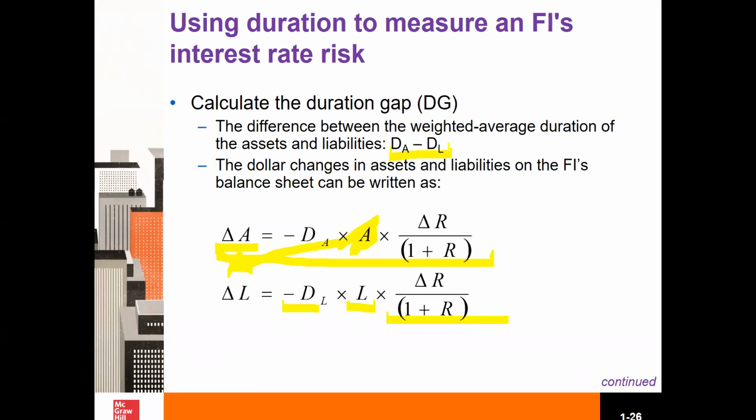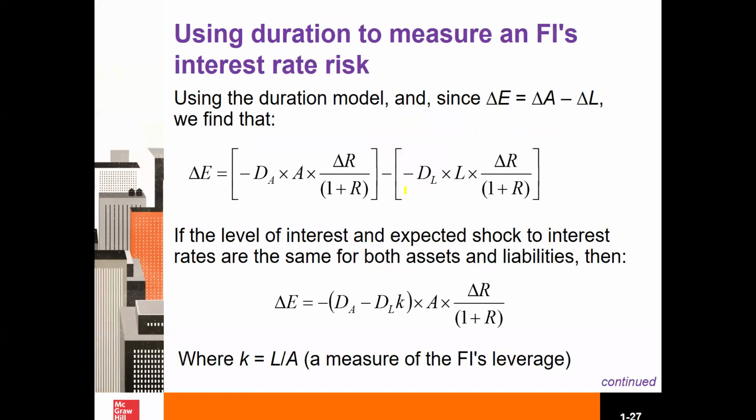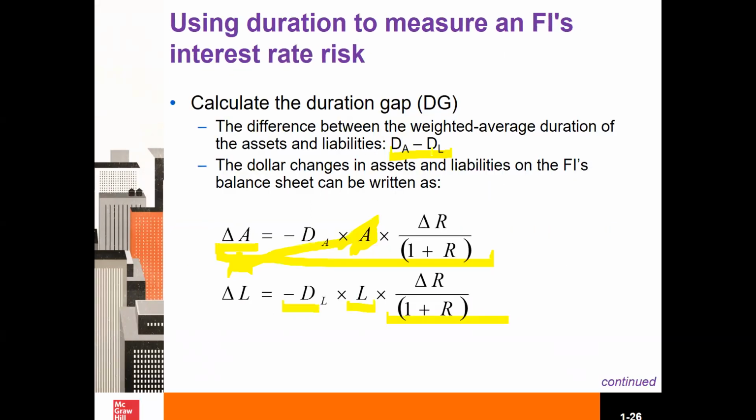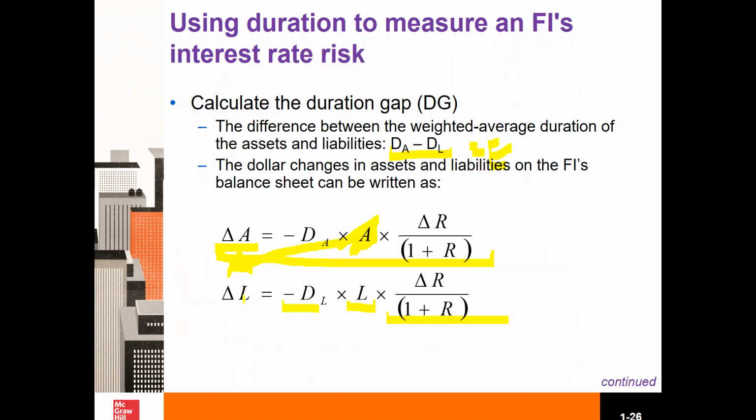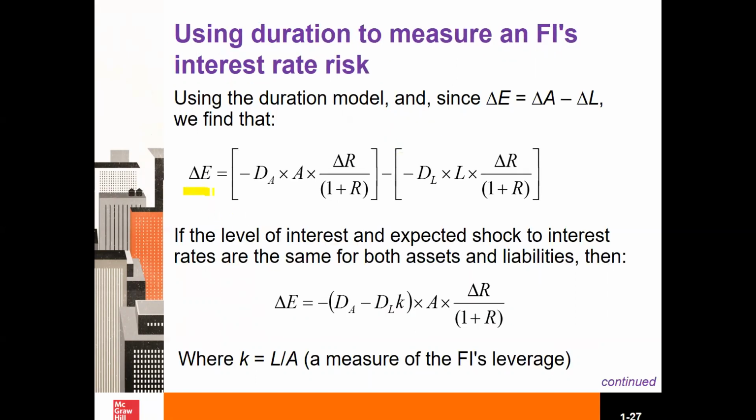Now, how do we calculate the duration gap, asset duration minus liability duration? You understand from the balance sheet equation that assets minus liabilities equals equity, which we also call net worth. Similarly, we have the same concept for the duration of assets and the duration of liabilities. What we can do is take delta assets minus delta liabilities. That means the change in the value of assets minus the change in the value of liabilities should be equal to the change in the value of equity, or net worth.